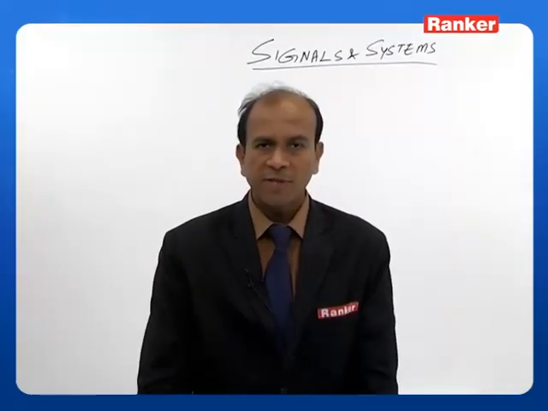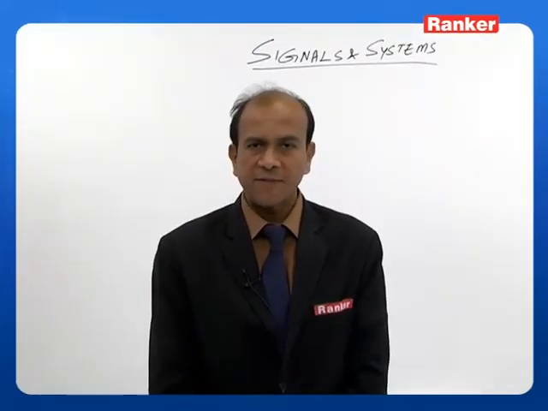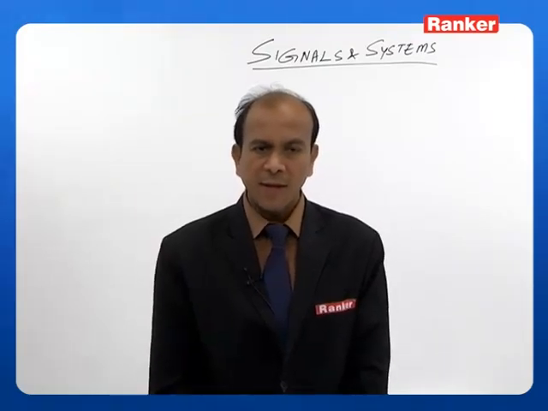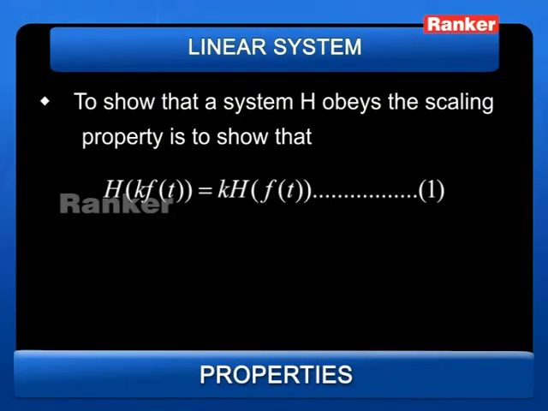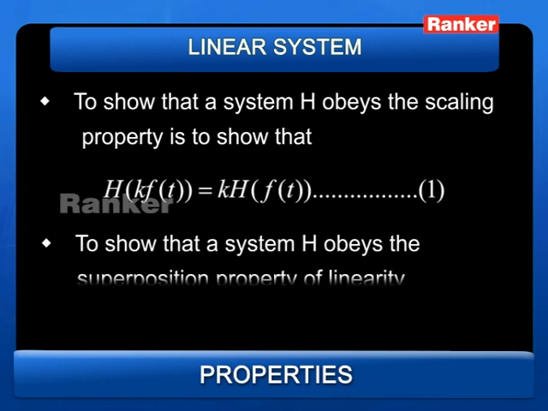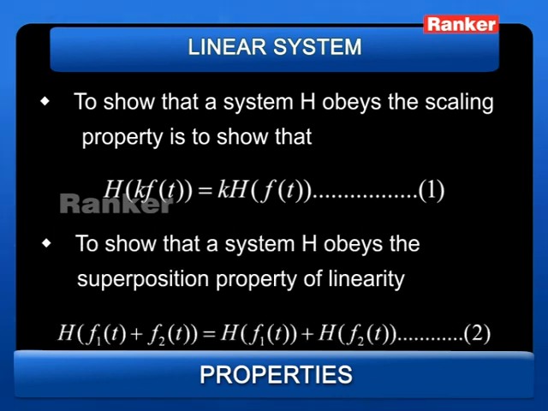Now we have put some illustration here, as already we have discussed on the board, but let us also look at this. For a system H to obey the scaling property, we have to show that H of k f of t must be equal to k H of f of t. To show system H obeys the superposition property of linearity, then H of f1 of t plus f2 of t must be equal to H of f1 of t plus H of f2 of t.